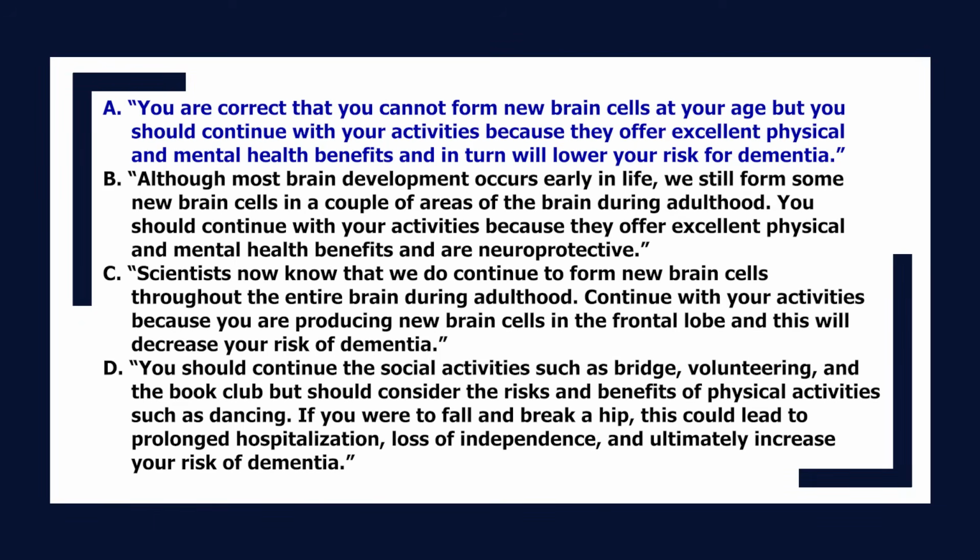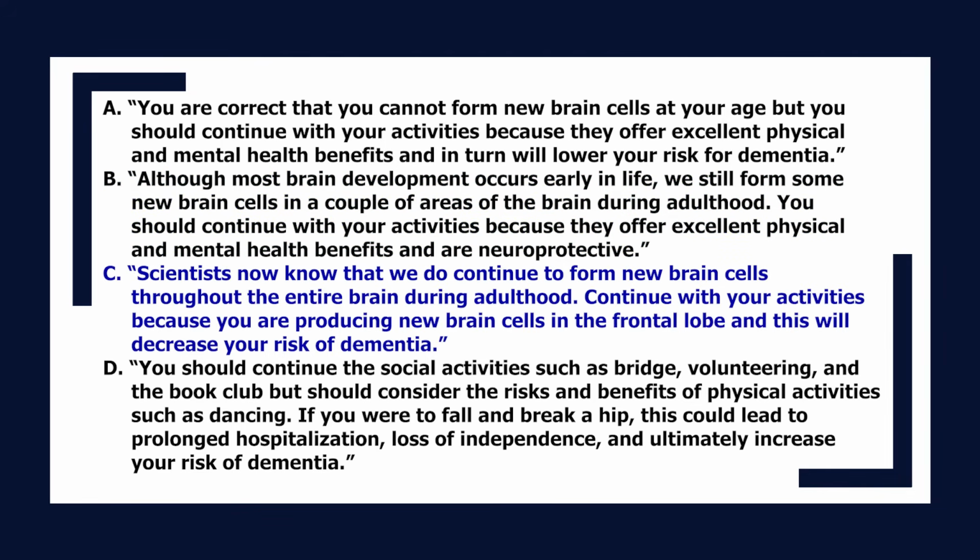A. You are correct that you cannot form new brain cells at your age, but you should continue with your activities because they offer excellent physical and mental health benefits and in turn will lower your risk for dementia. B. Although most brain development occurs early in life, we still form some new brain cells in a couple of areas of the brain during adulthood. You should continue with your activities because they offer excellent physical and mental health benefits and are neuroprotective.